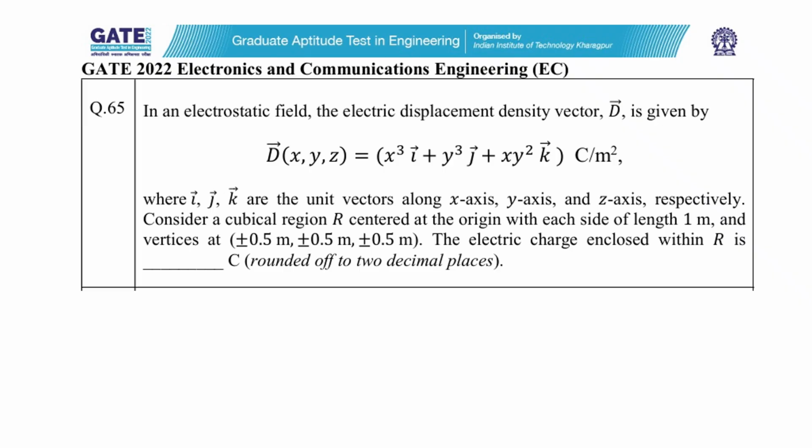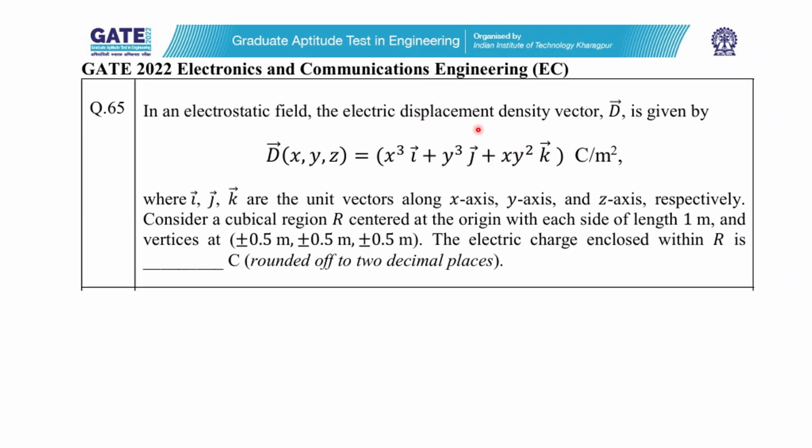Okay, so let's go ahead. We can have another question. So question number 65, you can see. Now in this question, in an electrostatic field, the electric displacement density vector, that is D, is given. So here electric displacement density is given, not electric field.